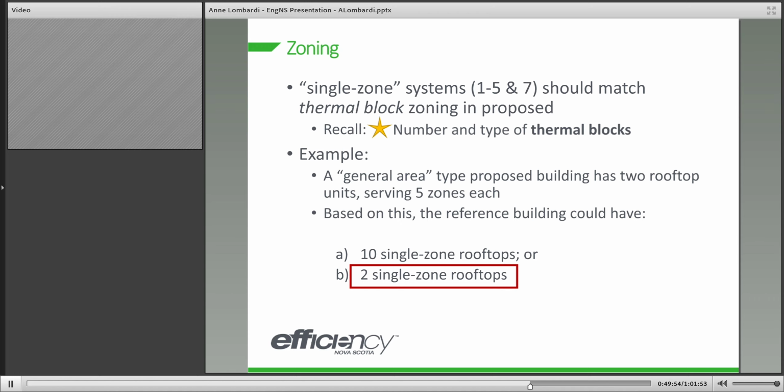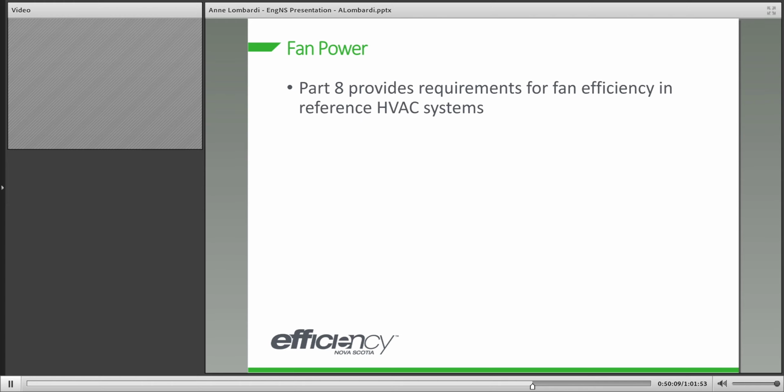So the correct approach would be to use the 2 single zone rooftops, because it's more representative of the proposed design, but also that's the one that is making sure that we have the same number of thermal blocks, right? So just something to keep in mind, that matching the zoning is really important for the reference model.